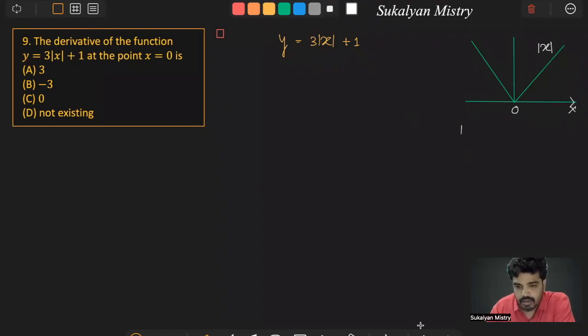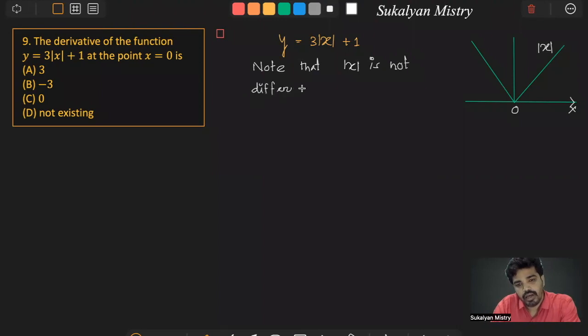So note that modulus x is not differentiable at x is equal to 0. কারণ left hand derivative, right hand derivative exist but they are not equal, right? তোমরা চেক করে নিতে পারো কেন mod function differentiable হবে না at the origin. Just check it, just verify this, check.